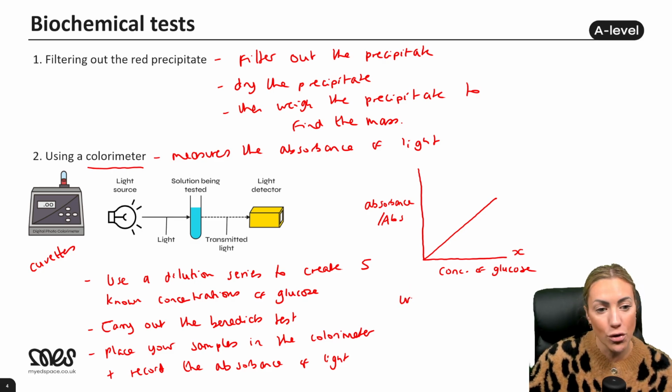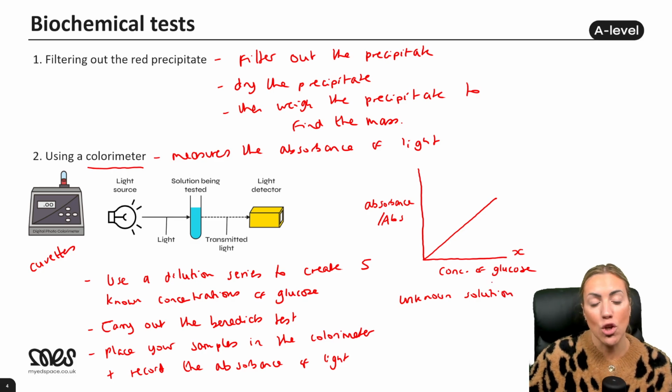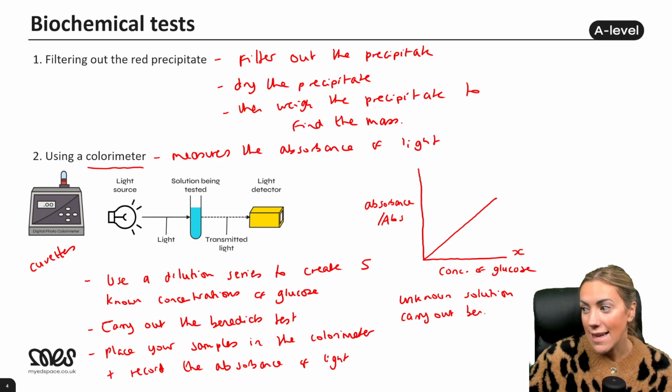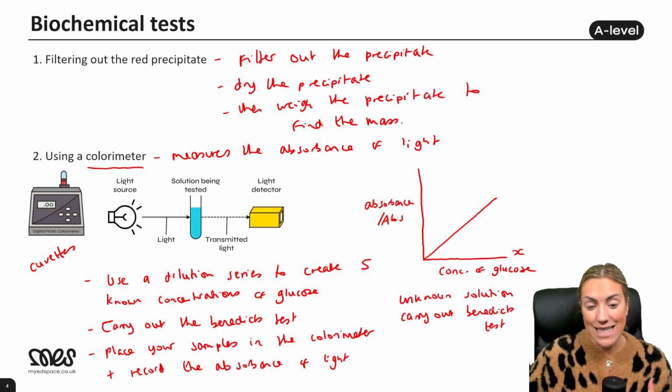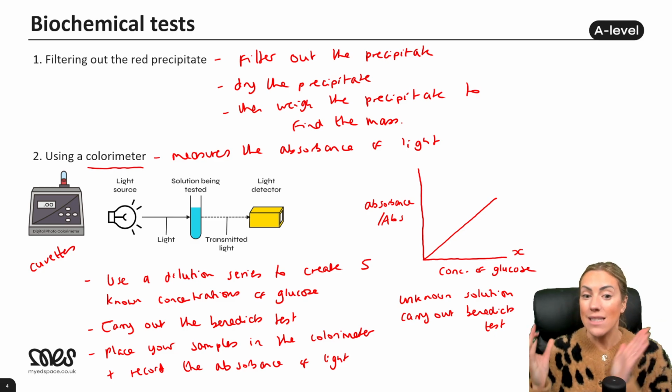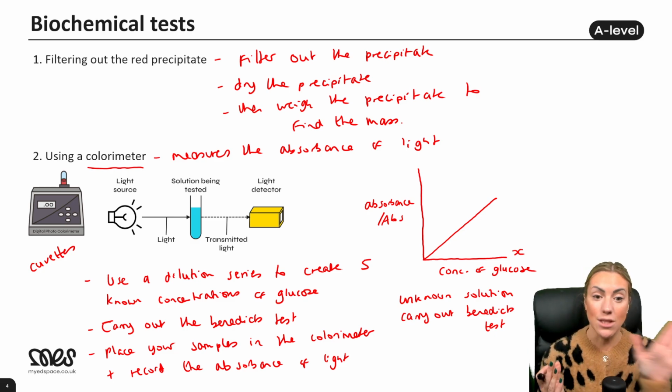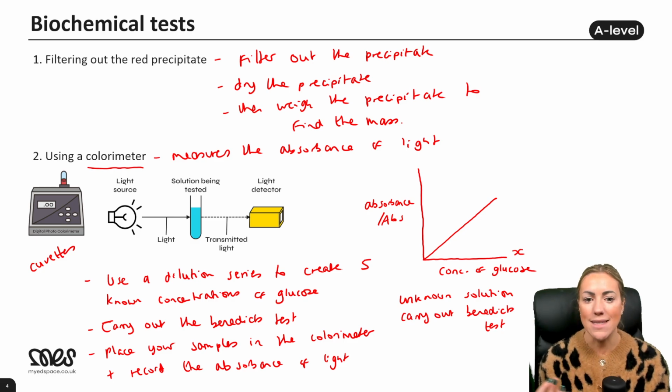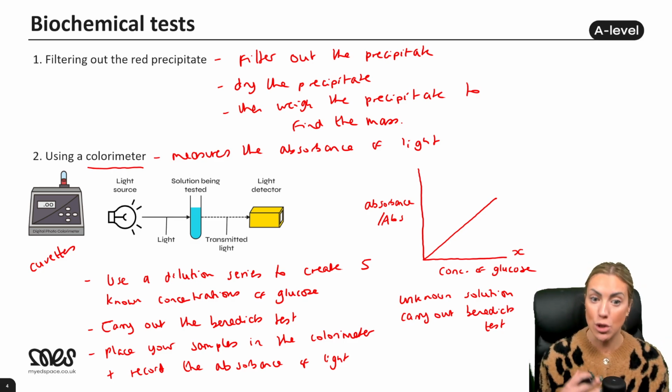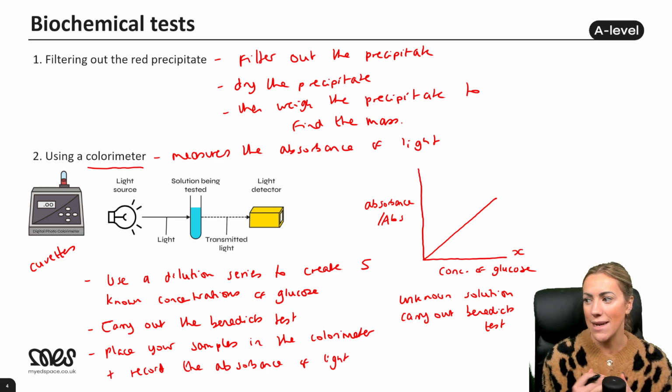So if you've got an unknown solution which contains glucose, but you're not sure of the concentration, you carry out the Benedict's test in exactly the same way. So you add your Benedict's reagent, you heat it, but remember you would have to use the same volume of the glucose solution as you used before, the same volume of Benedict's as you used before, because you do want to be able to compare this tube to your other tubes, okay? So you carry out the Benedict's test in exactly the same way, controlling all the same variables that we discussed.